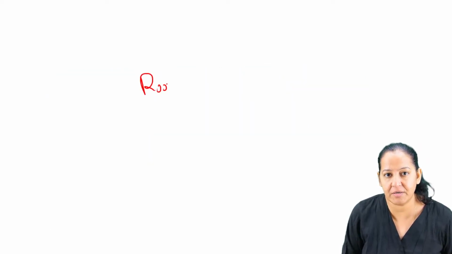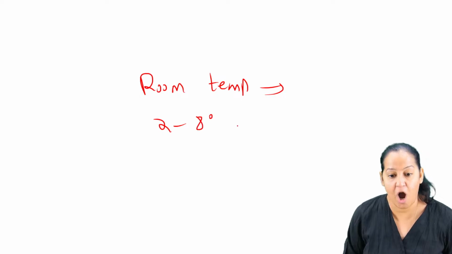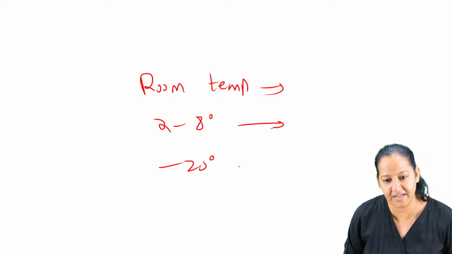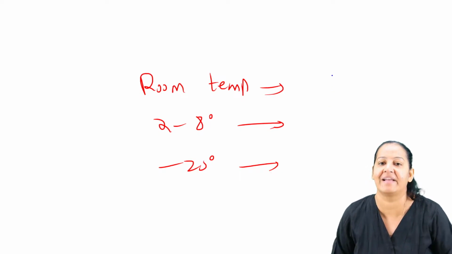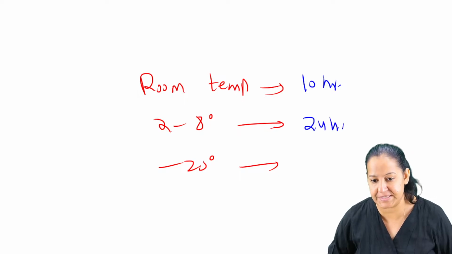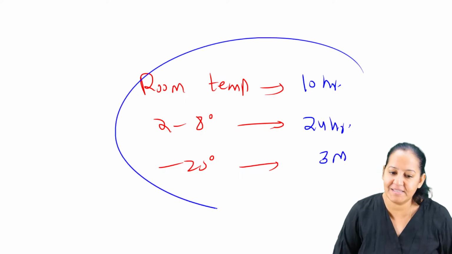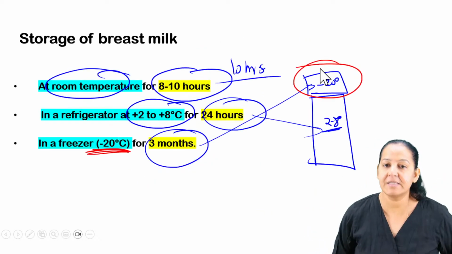At room temperature, for how much time can it be stored? At 2 to 8 degrees, how much time can it be stored? At minus 20 degrees, for how much time can it be stored? These are your 3 PYQs. Please learn that. Here it can be stored for 10 hours. Here it can be stored for 24 hours. And here it can be stored for 3 months. Please learn the summary. Storage of breast milk. Give me a thumbs up if you got it. This is storage of breast milk.